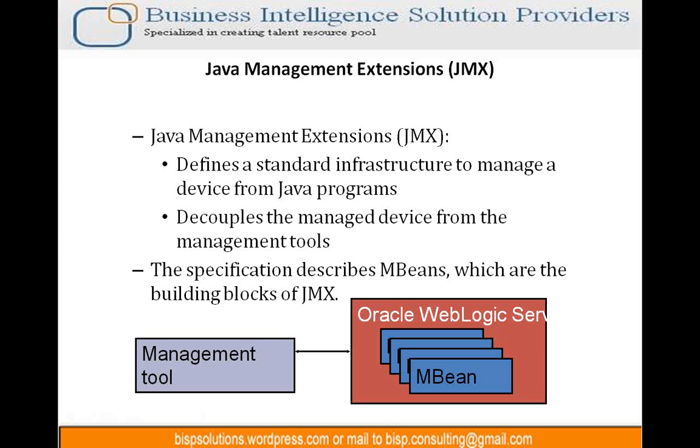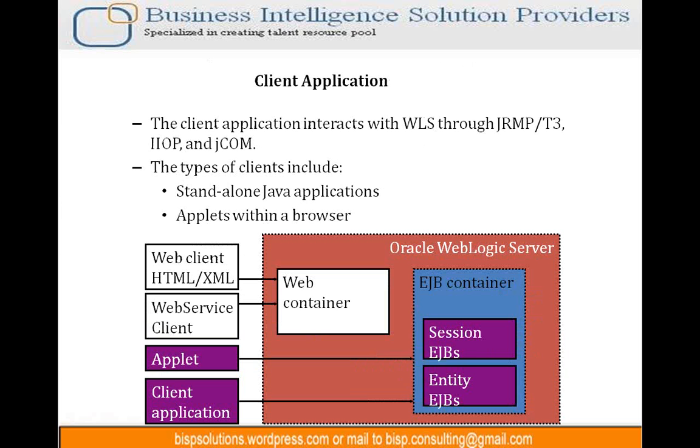And the client application. Okay, right now we come to the architecture that we just spoke about some time back. The client applications that I was talking about, such as client applications, applets, web service client calls, and any web client, would interact with WLS or any of the application servers through protocols like T3, IIOP, and JCOM. These are the different protocols supported based on the Java standards. And T3 is an internal protocol within WebLogic.